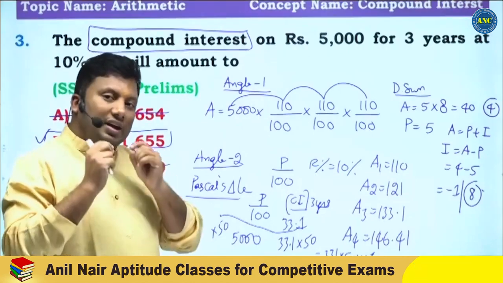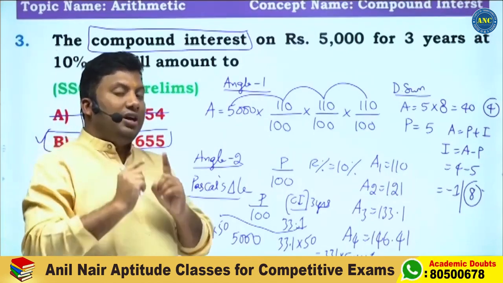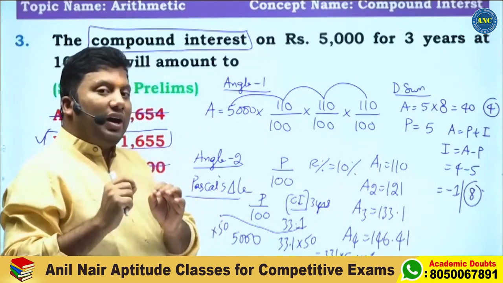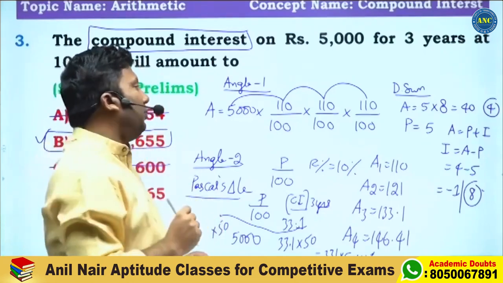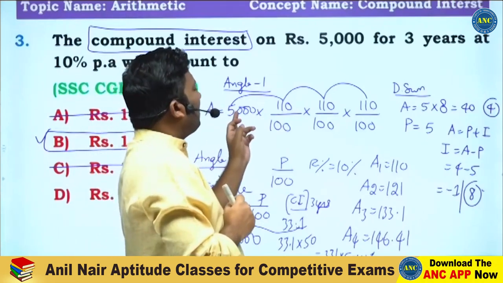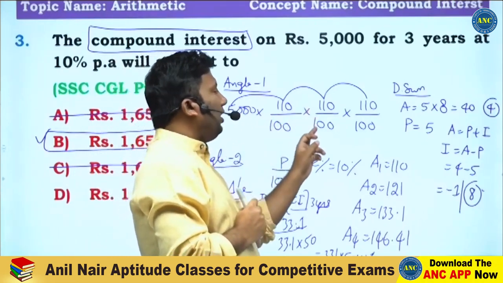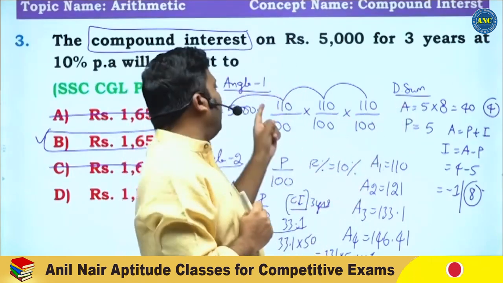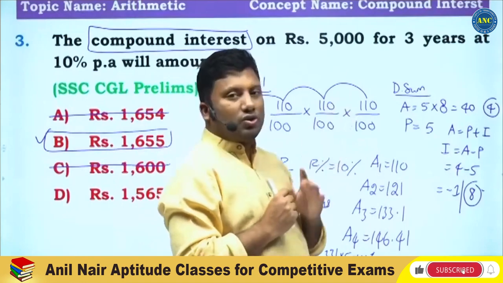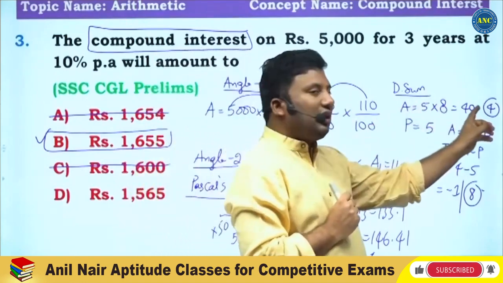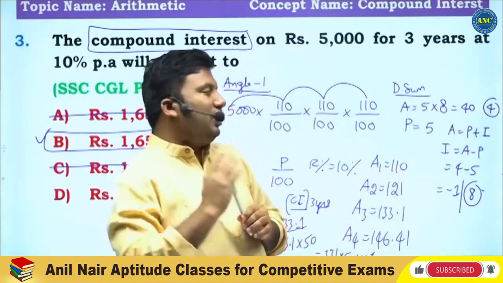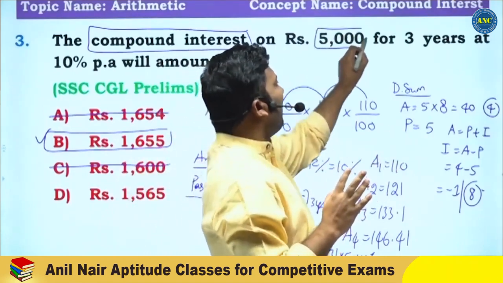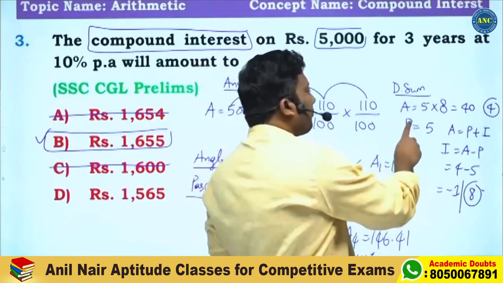How to calculate the digital sum for compound interest? Again, I am repeating, please make a note in your notebook. How to calculate the digital sum for compound interest? Amount is 5000 into 110 by 100, 110 by 100, 110 by 100. 5000 is 5, 110 is 2, here also 2, here also 2. 5 8s are 40, and the digital sum of 40 is 4. The amount's digital sum is 4. Principal is given as 5000, and its digital sum is 5.